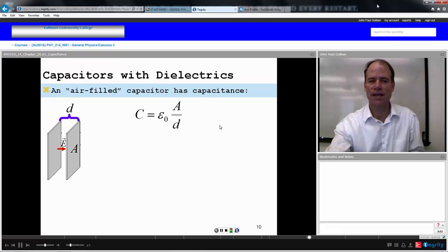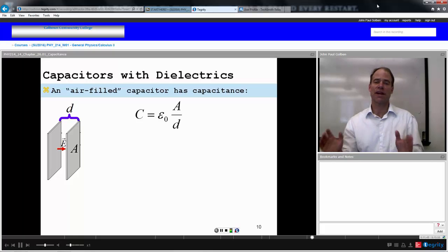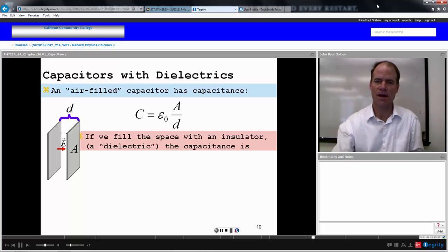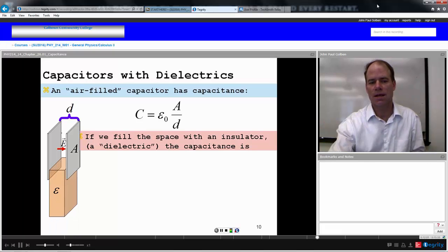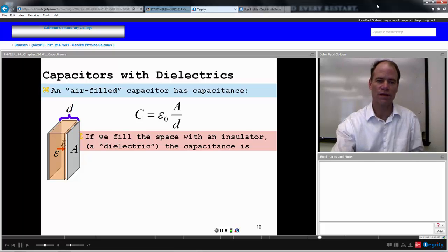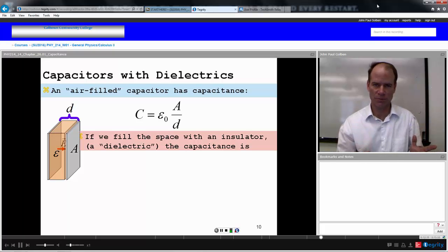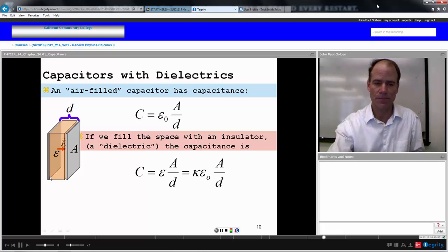If we put an insulator in between these plates, we can actually increase the capacitance. Now, the capacitance of an air-filled capacitor is what we just found, epsilon naught A divided by D. But if we put an insulator, which we call a dielectric, in between, we basically replace the permittivity of free space, or of air, with the permittivity of the material that we put in between. So we're going to replace epsilon naught with epsilon. And our new capacitance will be epsilon, for whatever that material is, times the area over the separation distance D.